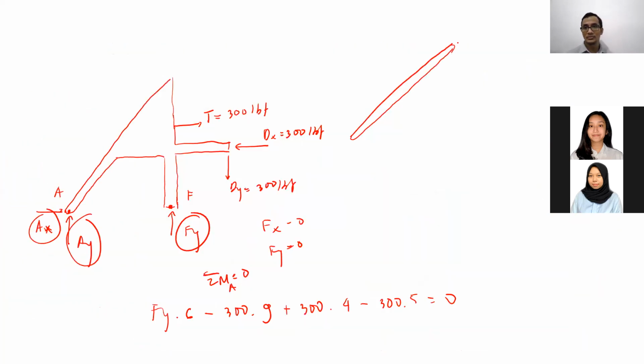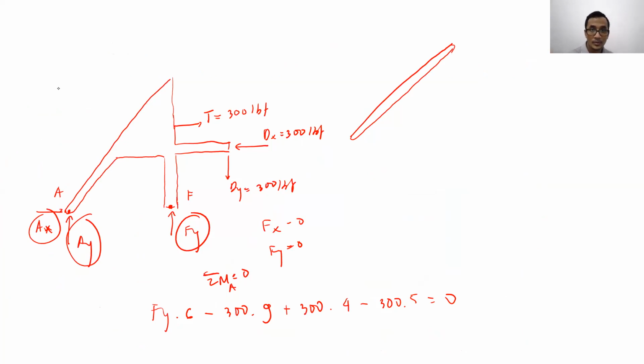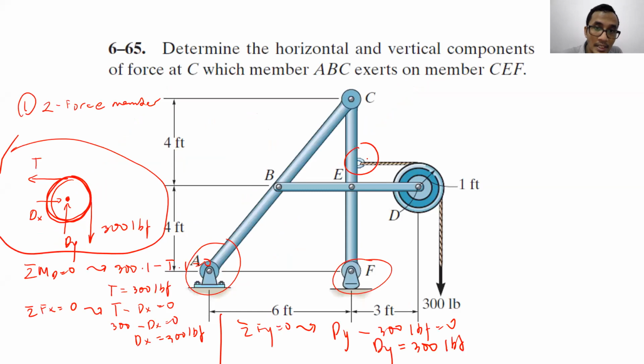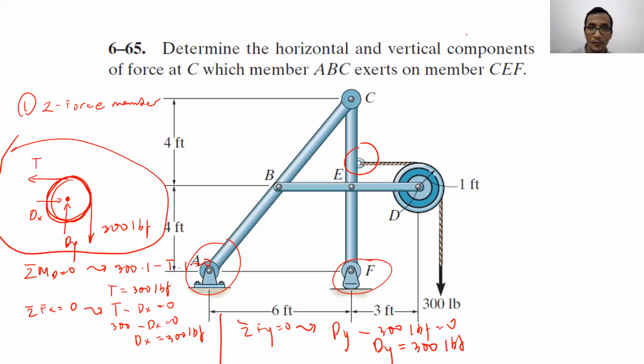Let me draw all the free body diagrams. So this one is AC, there will be Ax, Ay. But remember, Ax, Ay here, we already found the value from the whole free body diagram. So this one is already known, this one is already known. Then Bx, By. Then Cx, Cy. So this is our free body diagram for AC.